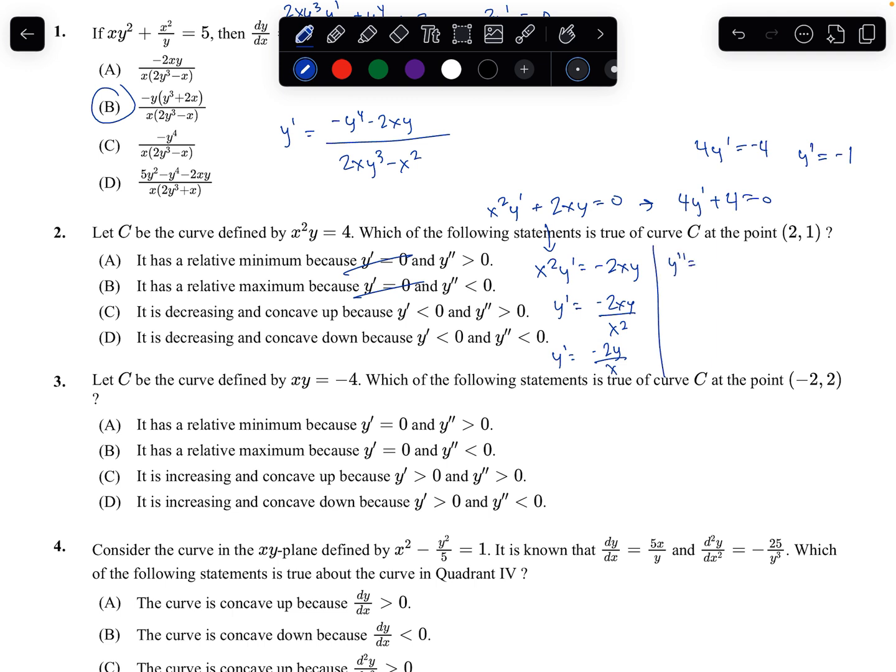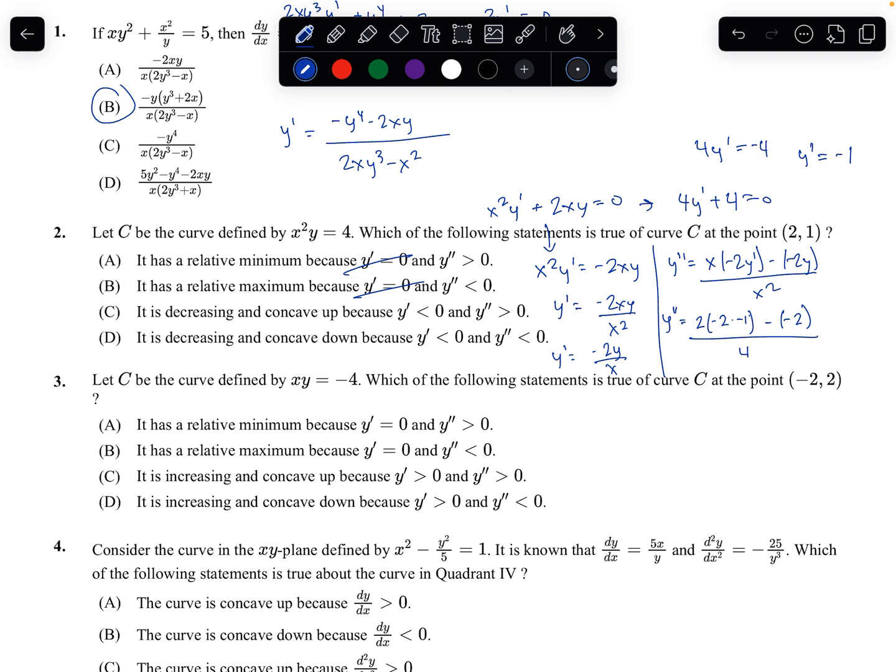So for y double prime, I'm going to have to use the quotient rule, so that's going to be low d high minus high d low and square the bottom. I'm just going to plug in the point right now. So I'm plugging in this point right here. Don't forget that y prime is equal to -1. So this is going to be 2 times -2 times -1 minus -2 times 1 all over 4, right?